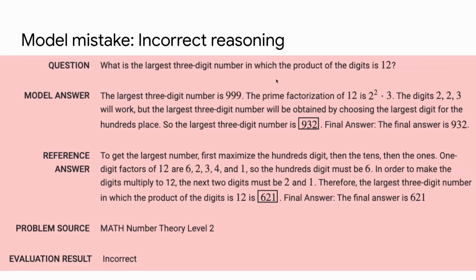Here's another example. What is the largest 3-digit number in which the product of digits is 12? Okay, so it starts off by saying the largest 3-digit number is 999, which is true, but not helpful. And then the prime factorization of 12 is 2 to the power 2 times 3. This is something that for some reason this model really likes to do. It really likes to solve questions by giving you the prime factorization of numbers and then saying something about the factors. I don't know why, but this happens a lot. And then it says the digits 2 and 3 will work, which they won't, but the largest 3-digit number will be obtained by choosing the largest digit for the hundreds place. So it puts 9 there. This is all wrong. But I wouldn't call it exactly a calculation mistake, more like a reasoning mistake. So that also happens.